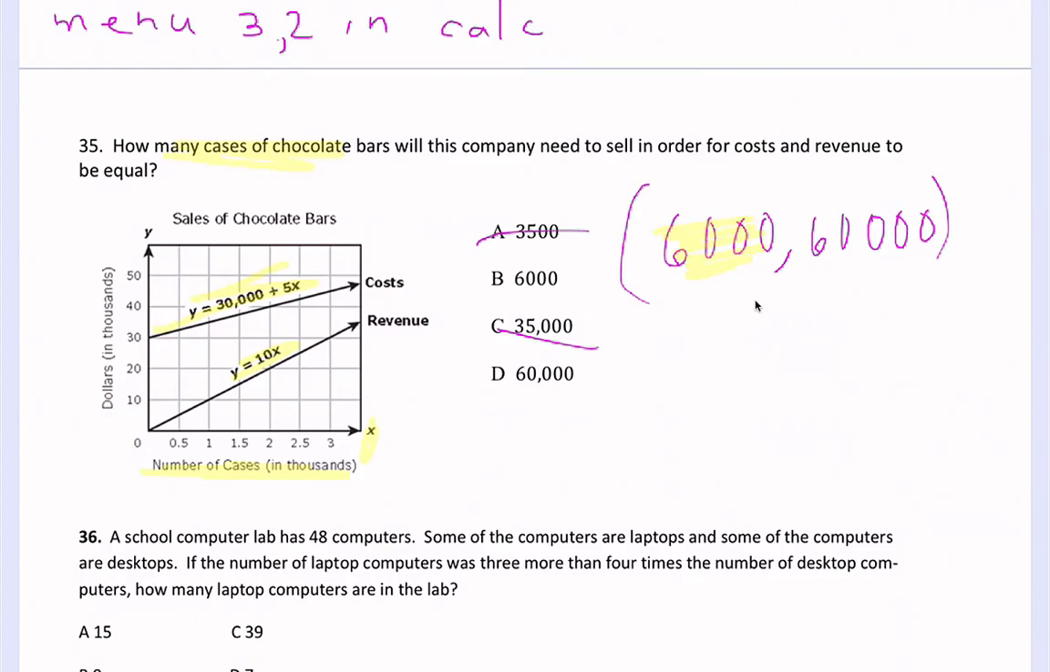So I know it's talking about 6,000 cases. This is talking about dollars, $60,000. So I wanted cases of chocolate, so my answer is B. So that's why it's good to know both ways. If you like graph and intersection, that's perfectly fine, but it's also helpful to know menu 3 too.